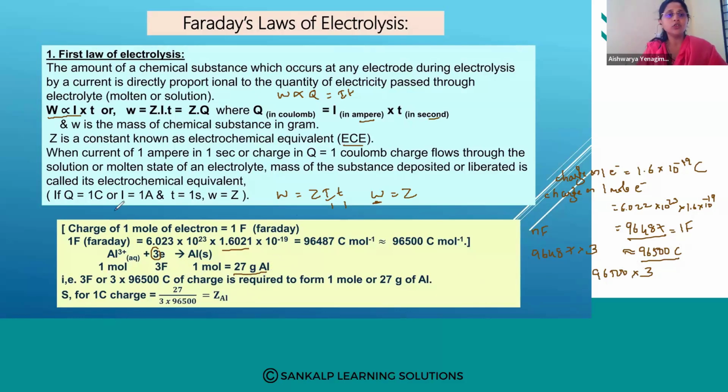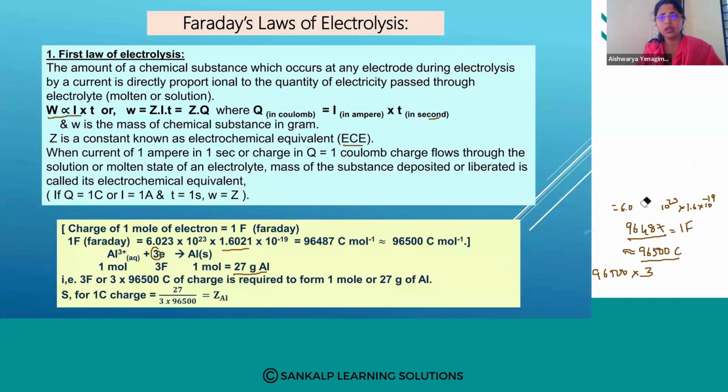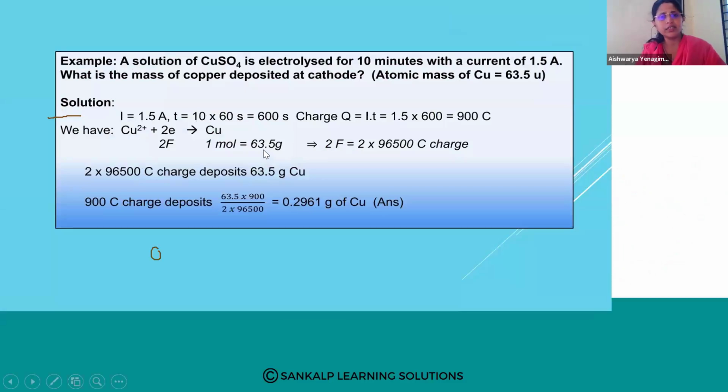Is that clear? So this is all about Faraday's first law of electrolysis. So it is directly proportional to current. As you go on increasing the current, or with the time, what happens? The amount of substance getting deposited also increases, right? Fine. So here is another example. You can see the same example which we have discussed, right?